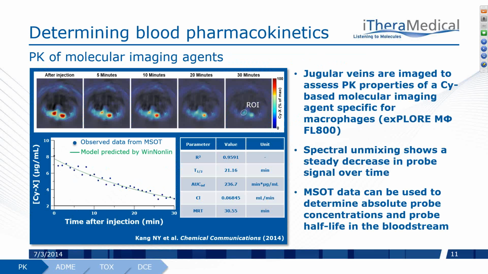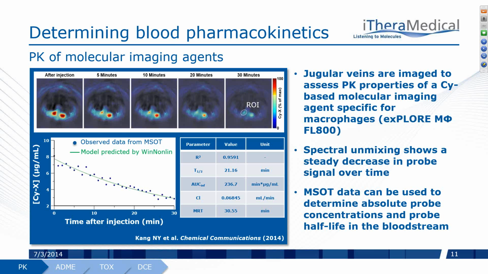So in this first PK example I show here, on the top panel, I show images of a pharmacokinetic process. Basically, we injected a cyanine-based molecular imaging agent that is specific for macrophages, but in this case, we're looking at the pharmacokinetic properties of this dye. We injected this dye systemically, and right after injection, we see a very large signal in the jugular veins of these mice, shown here in the bottom of the image.